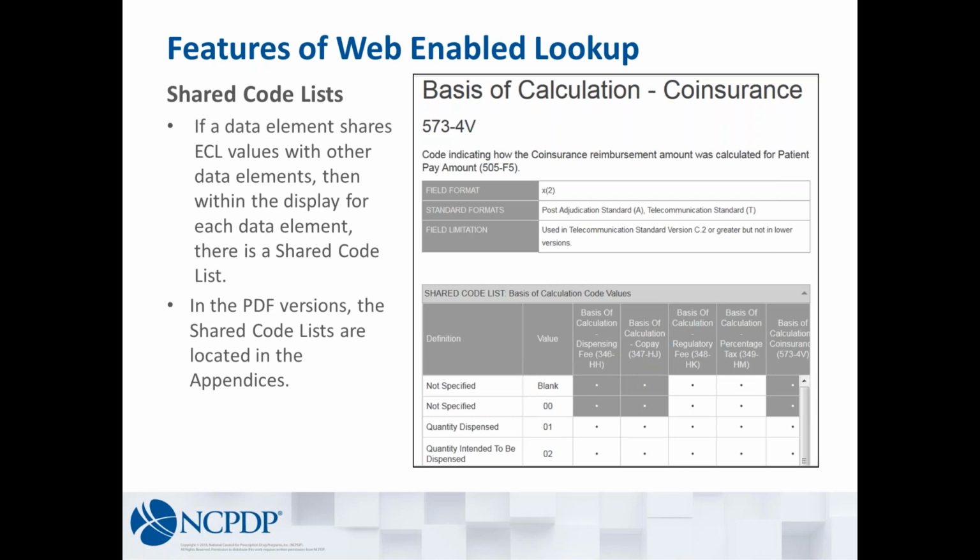Also, in the ECL in a list of values for a particular data element, if you see a grayed out value, that also means that it's a sunset value for that field. For those of you familiar with the PDF versions of the ECL, these shared code lists used to be all the appendices in that document.